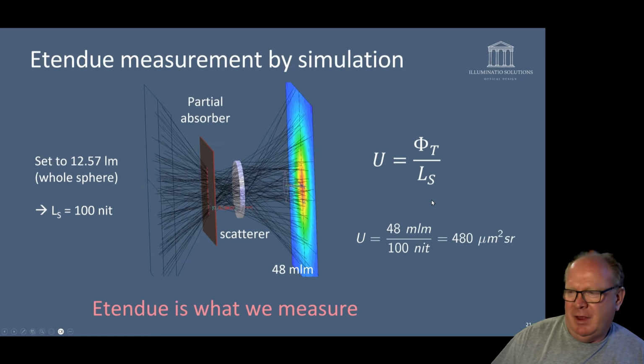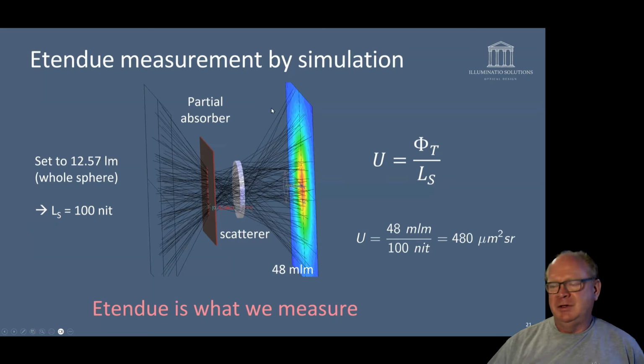So, and we can do this for absolutely crazy situations. Look here, I have a source on the left. I have a partial absorber. This is again a slit or an aperture. Then I have a scatterer, and I have my target.